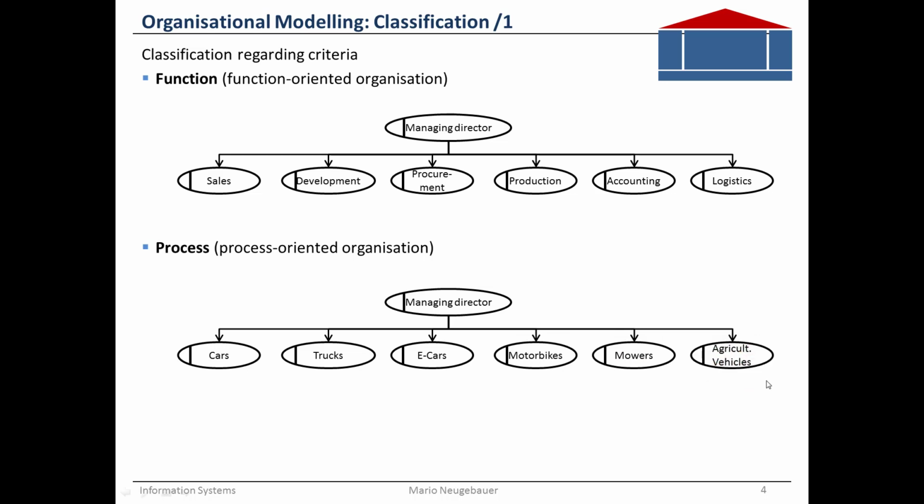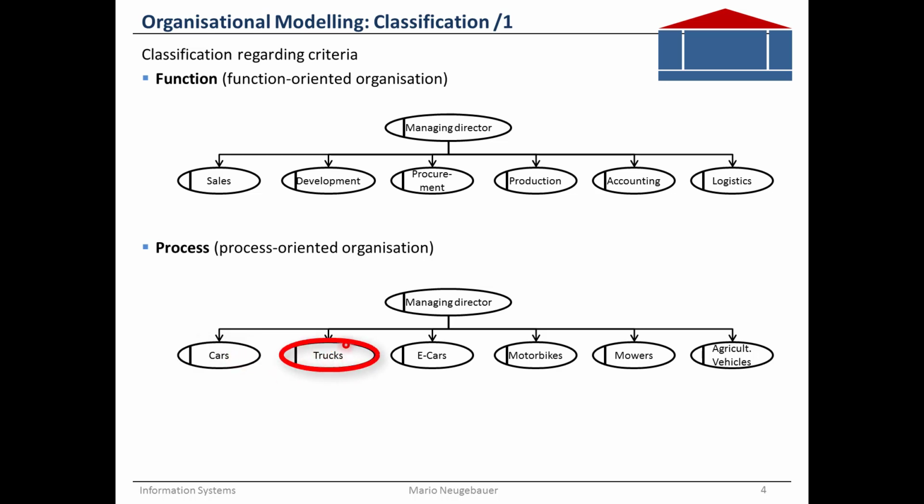So you might be in an organization producing different vehicles for different purposes, and different customers, different markets also for these products. So in this case, you might recognize that you have different processes for different products, and therewith you would organize your overall organization regarding these processes, regarding the processes for the cars, sales, development, procurement, production.